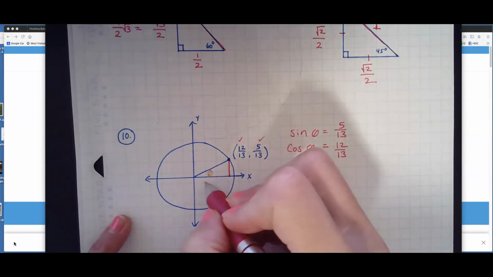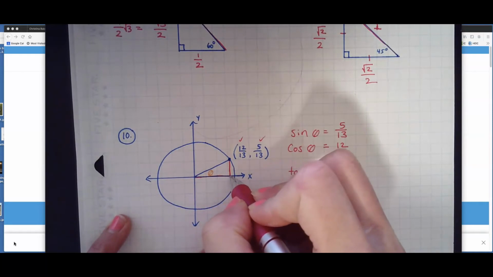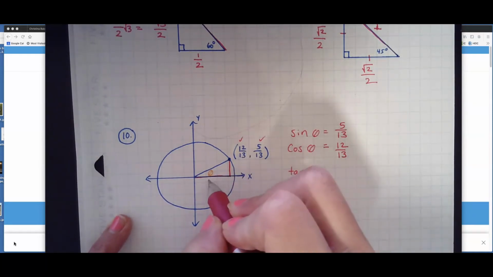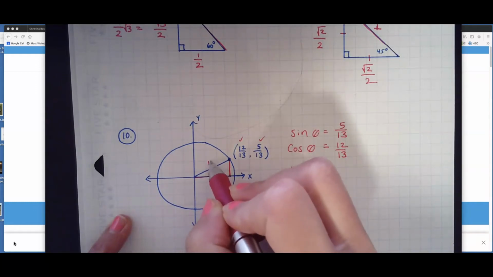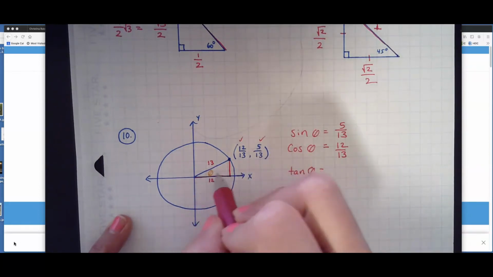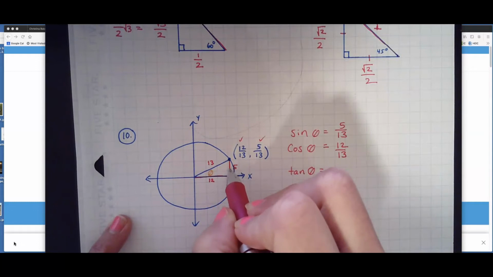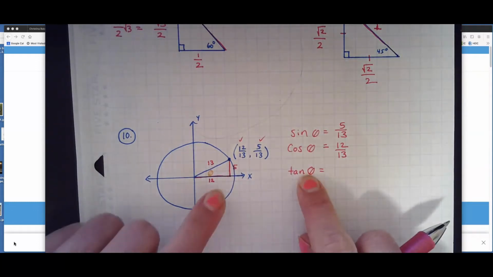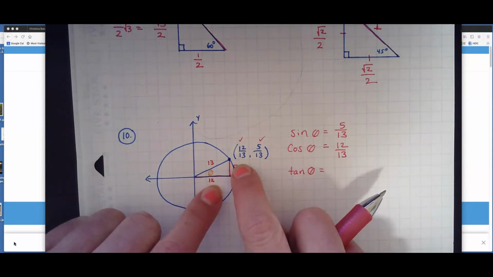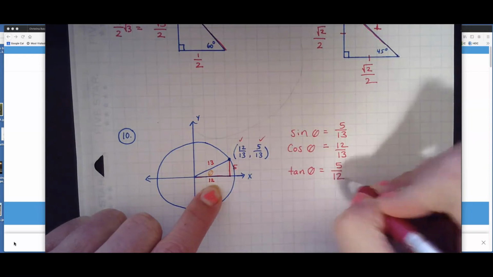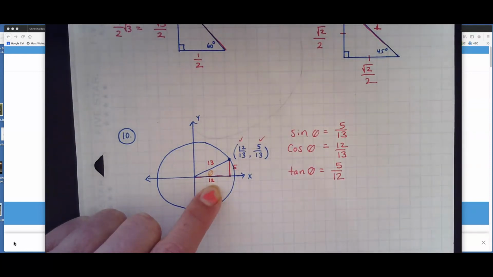So in other words, if the x coordinate is 12 over 13, that must mean this side was 12 and the hypotenuse was 13. If sine is 5 over 13, that side must have been 5, because that's opposite over hypotenuse. Therefore tangent is opposite over adjacent, so tangent would be 5 over 12. Okay, so that's 3 out of the 6 trig functions.